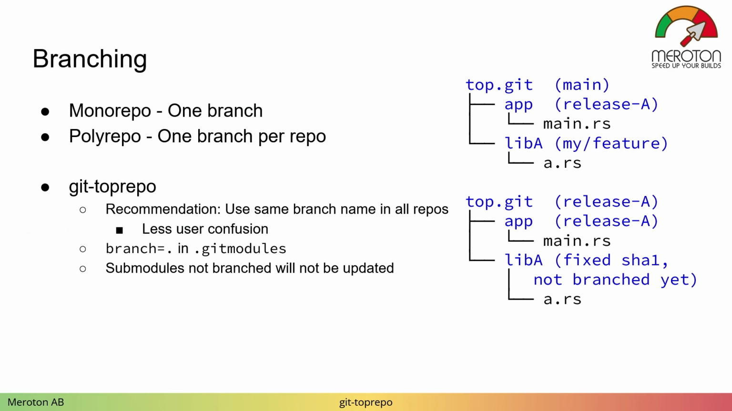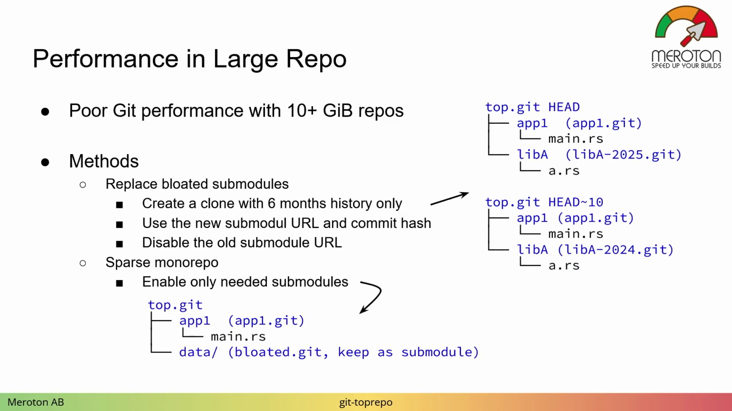So, branching, well, one branch. I'm now going through those smileys that were not just green everywhere. With git-toprepo, the recommendation is to use the same branch name in all the repositories, for less user confusion. If you skip branching in one of the submodules, well, it's just that Gerrit will stop bumping that submodule, so that's kind of easy. It will just stay on the same revision.